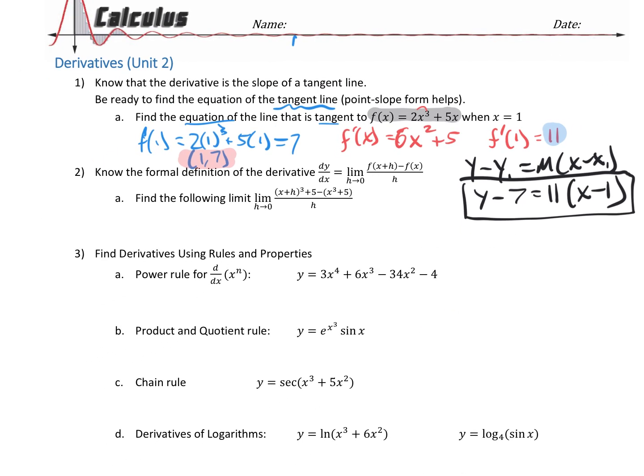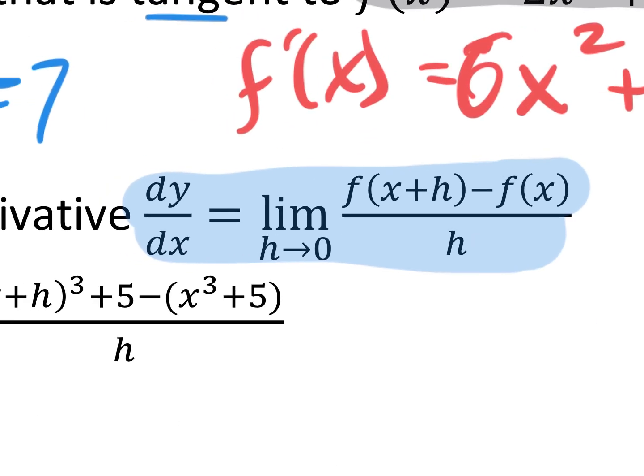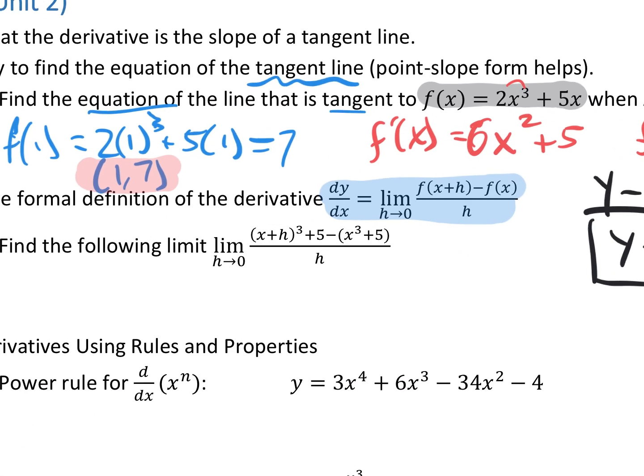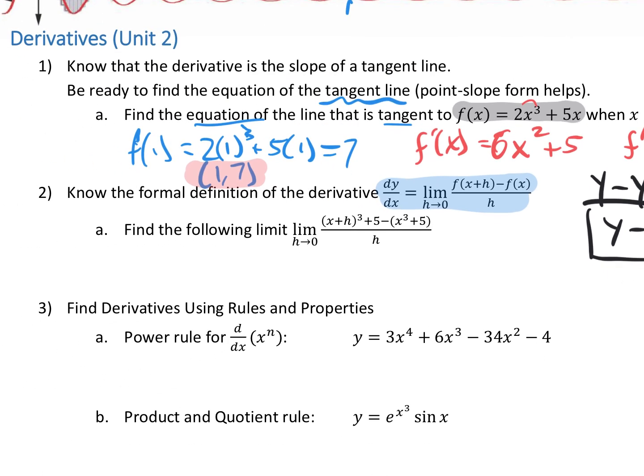Well, our formal definition of our derivative, need to be familiar with that. And that is this. The derivative dy dx is equal to the limit as h goes to 0 of f of x plus h minus f of x all over h. So this is a slope. It's the limit of the slope. So that's a slope. So let's find the limit.